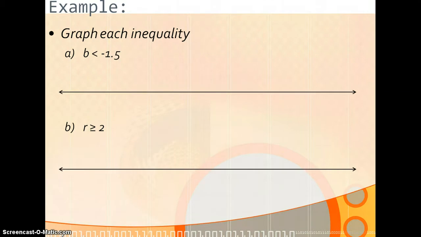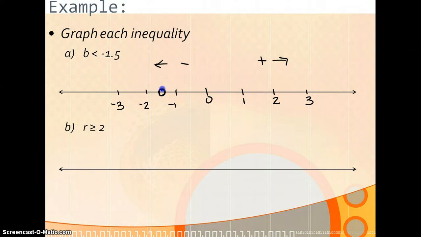So the first one, A, says B is less than negative 1.5. On a number line, the first thing you need to do is label it so that you have an idea of where your numbers represent. And again, all positive numbers go to the right of 0, and all negative numbers go to the left. Okay? So negative 1.5 is halfway in between negative 1 and negative 2. So you're going to put a little dot there.